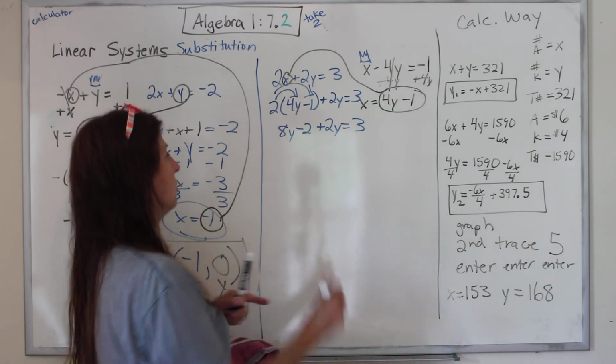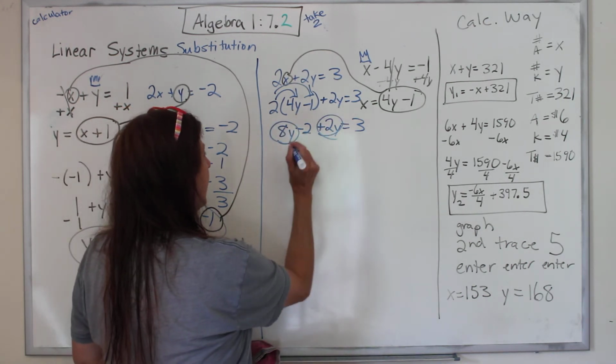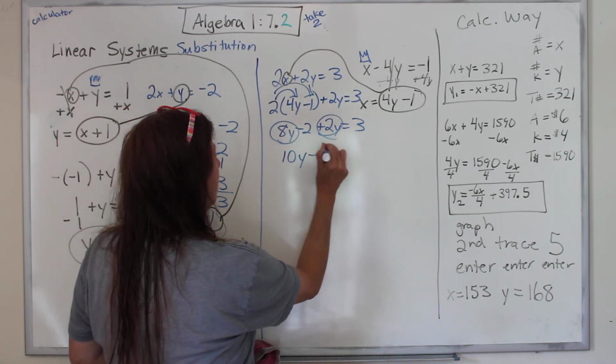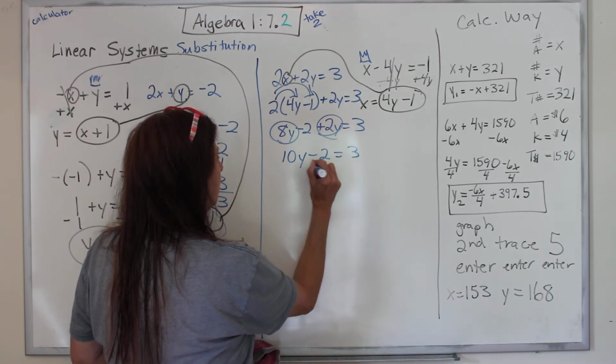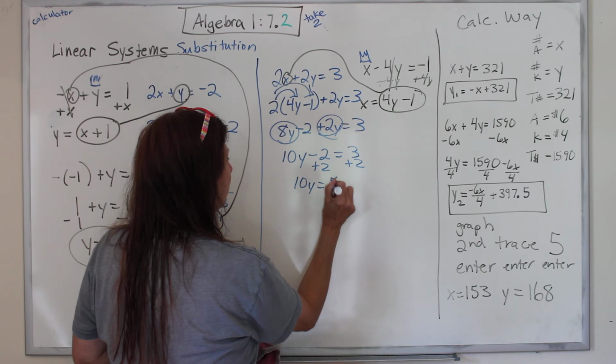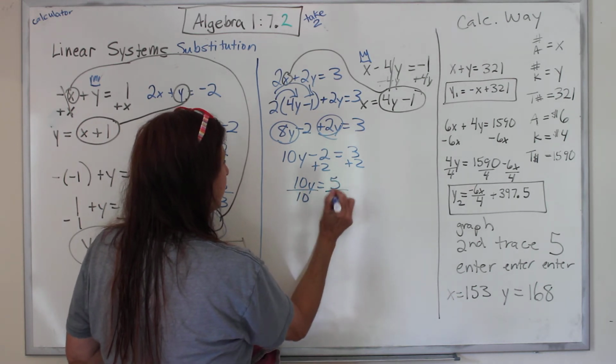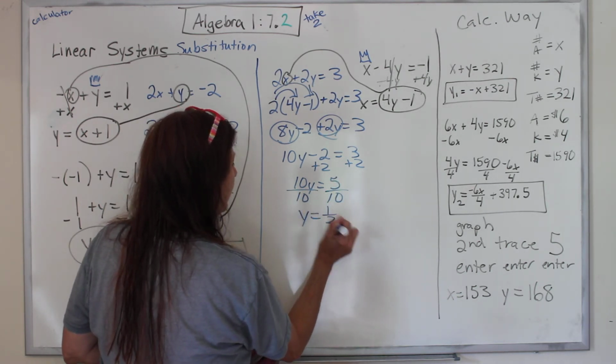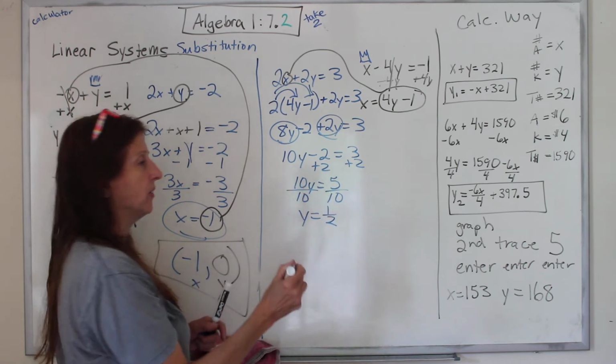Gather up your terms. This plus that is 10y minus 2 equals 3, plus 2, plus 2. 10y equals 5. Divide by 10, divide by 10. y equals 1/2. You see how I reduced that real quick?